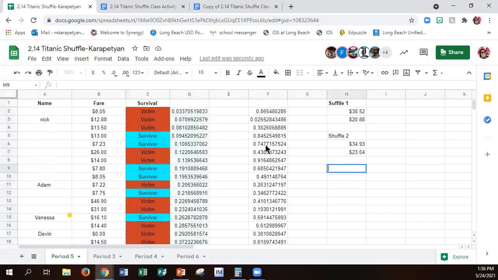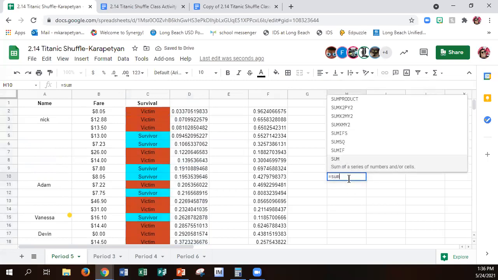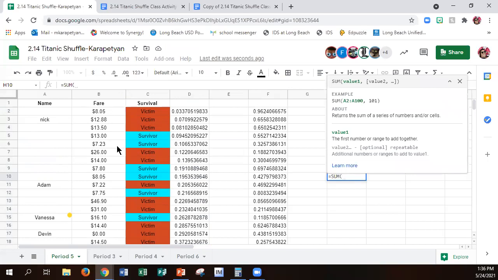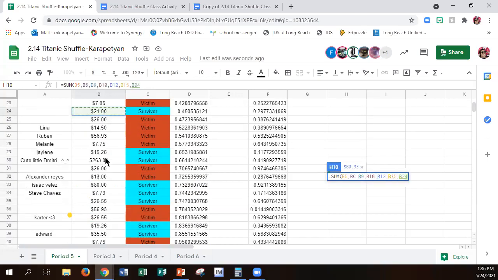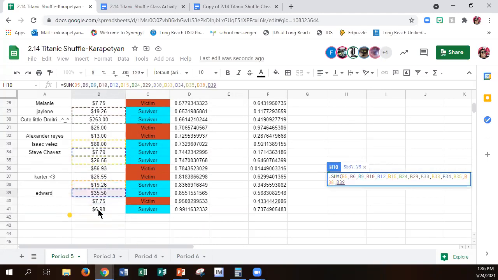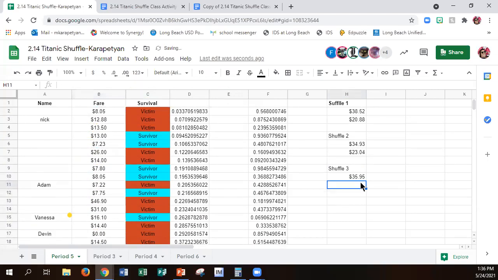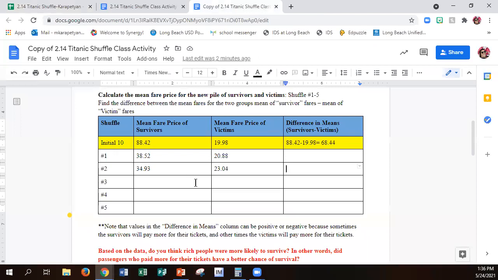All right, so shuffle 3, y'all. Let's calculate those means. Okay, so we got equals sum. And we're going to select our survivors. 1, 2, 3, 4, 5, 6, scrolling on down, 7, 9, 10, 11, 12, 13, 14, 15. So we added our 15 survivors, and we're going to divide that sum by 15 to get that average. So that's going to be 35.95.